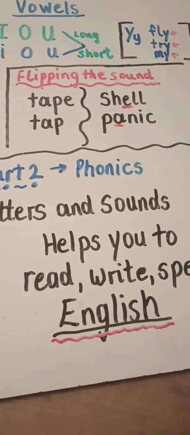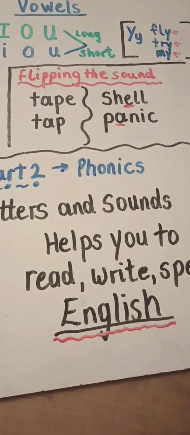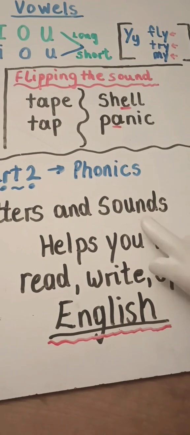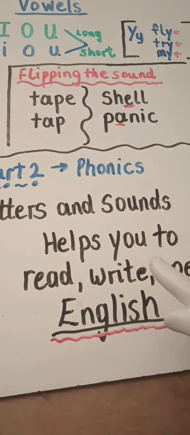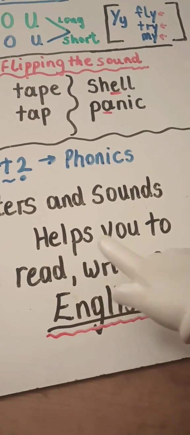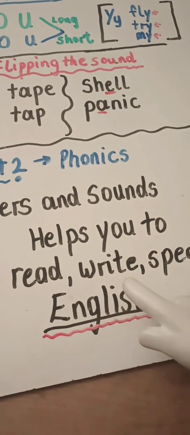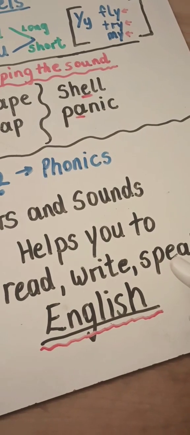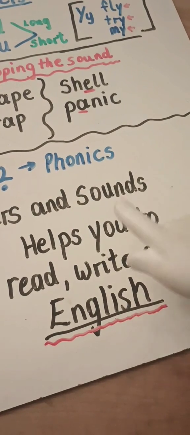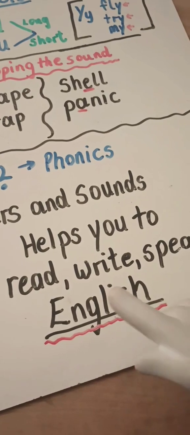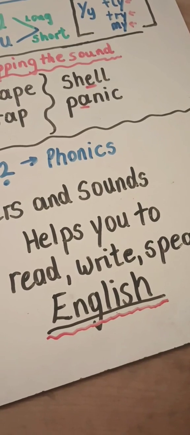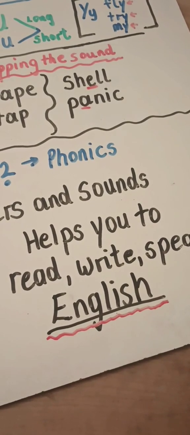So in part 2, we'll be talking about phonics. So phonics are basically letters and the sounds that they make. In the English language, every letter makes a sound. So phonics helps you to read, write, speak, right? So when you are learning phonics in English, that's what it helps you to do. Helps you to read, write, and speak English. I'm going to show you some words and how we use phonics.